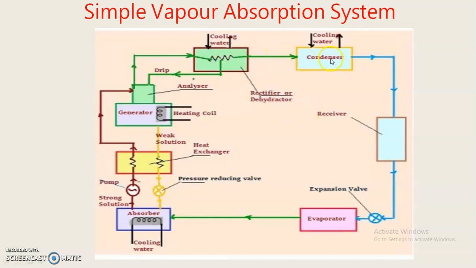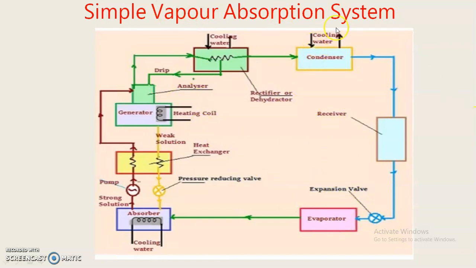After that, the ammonia vapor goes to the condenser, where cooling water is used. I told you that the condenser is a heat exchanger. After the ammonia vapor enters the condenser, cooling water is passed through it. Because of the condensation process, the refrigerant vapor becomes liquid refrigerant. That liquid refrigerant goes to the receiver. After the expansion valve, the solution again goes to the evaporator. By repeating this process, we get the chilling effect.